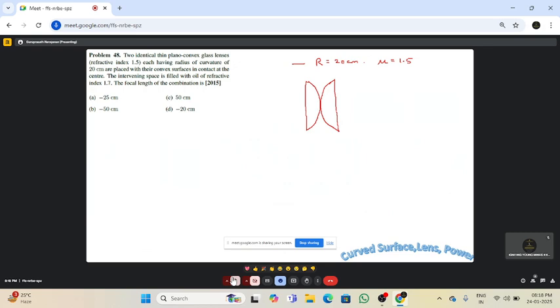The intervening space is filled with oil of refractive index 1.7. So in the space you are filling it up with oil. So refractive index is given, 1.7.